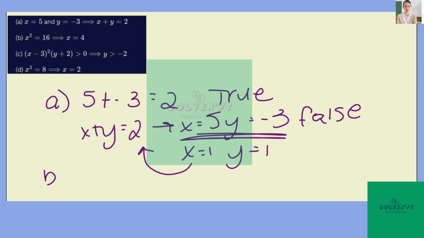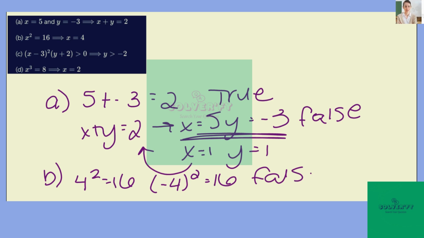For B, we see that if x squared is equal to 16, then x is equal to 4. We can take 4 squared, and that's going to equal 16. But we also know that -4 squared is going to equal 16. So if x squared is equal to 16, then x could be 4 or -4. So this one is false.